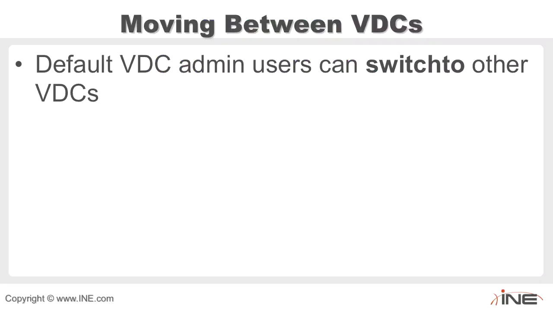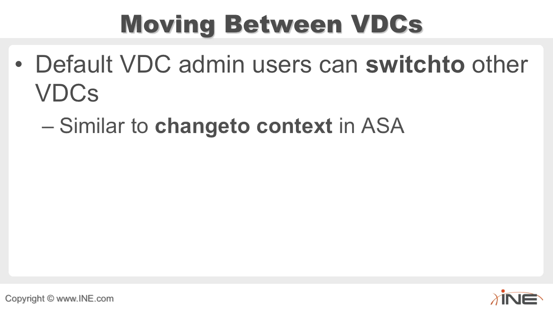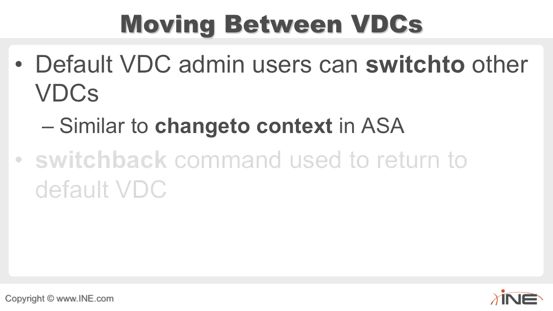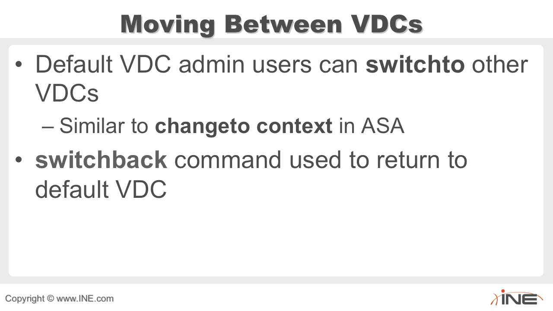So moving between the VDCs, from the default VDC, the admin user can switch to other VDCs. And really, I can only use the switchto command if I'm in the default VDC. This is similar to the changeto context command in an ASA. If I was in the default VDC and switched to another VDC, I can then issue the switchback command. I cannot issue the switchback command from another VDC to the default if I SSH directly into that other VDC. That's not supported.